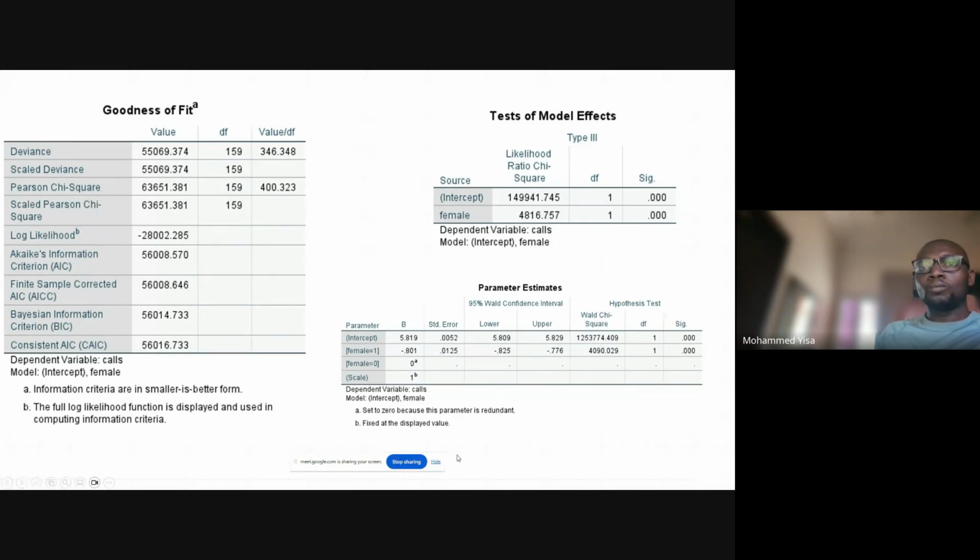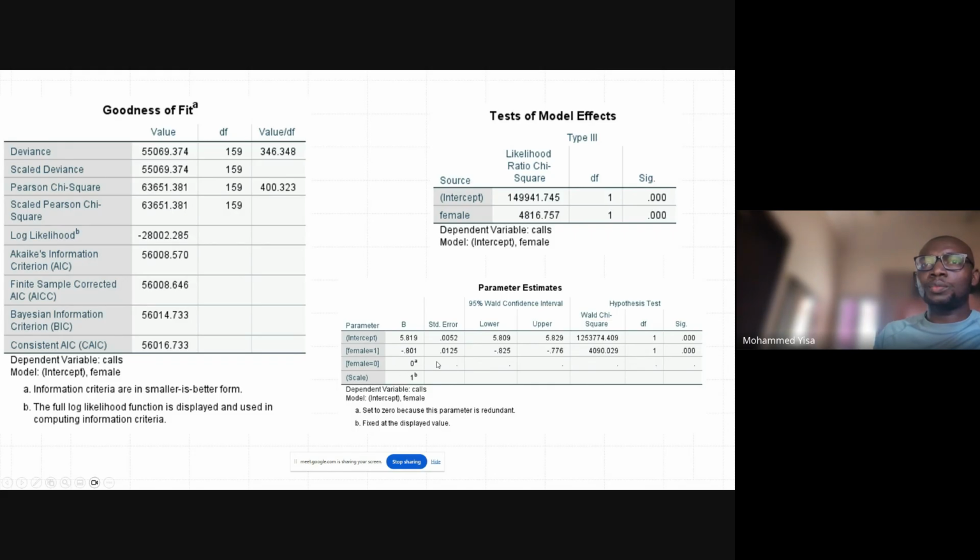Our reference category is female, which is 0. So we are subtracting male from female, and we have a negative sign here. So right out of the gate, we know that the number of calls taken by males compared to females is higher. But by what degree, by how much, we don't know.